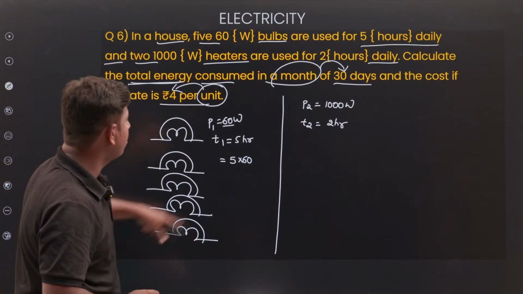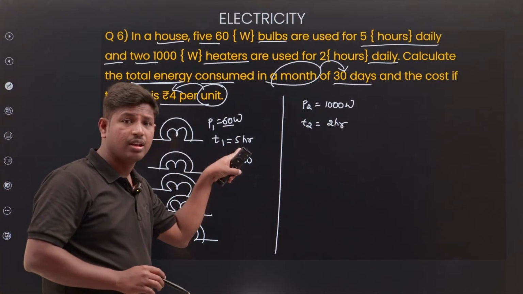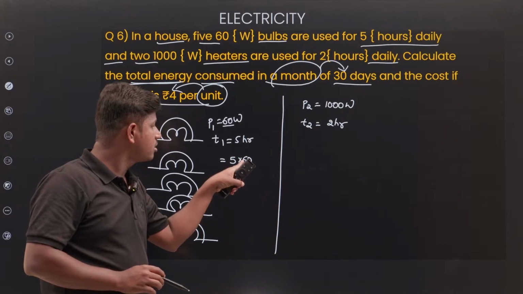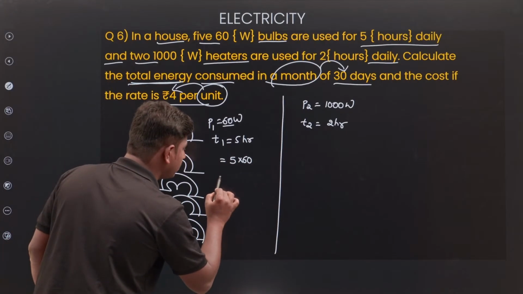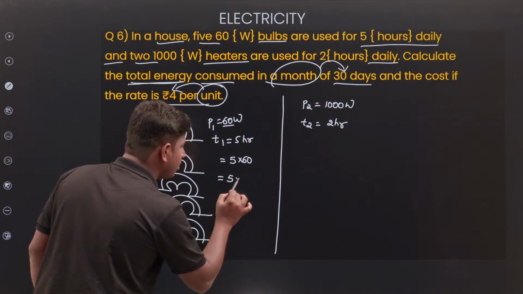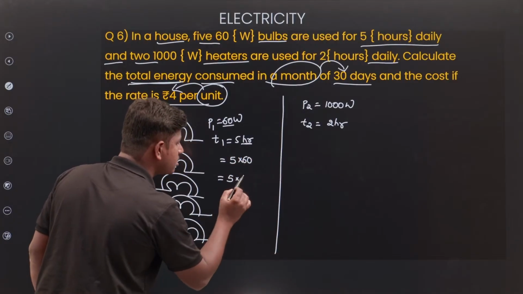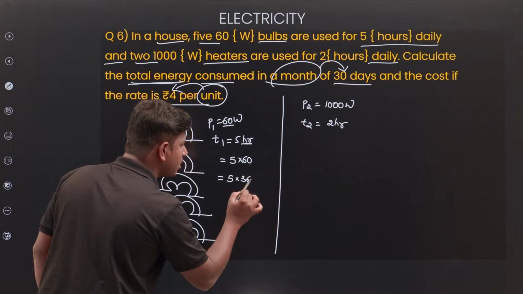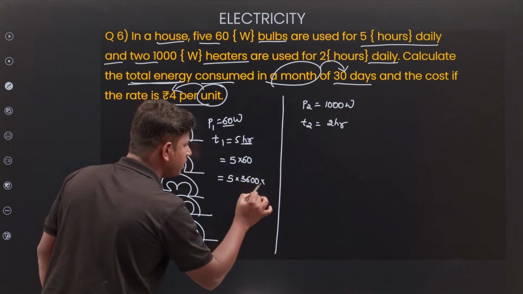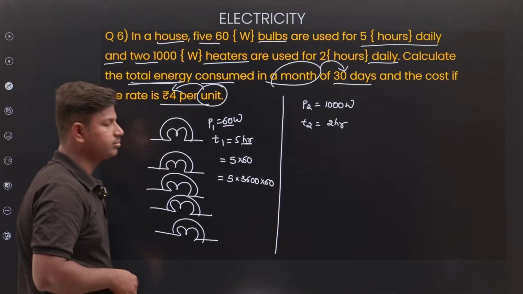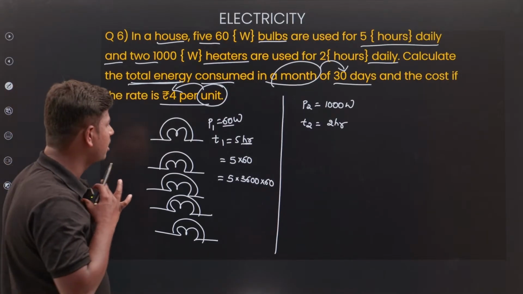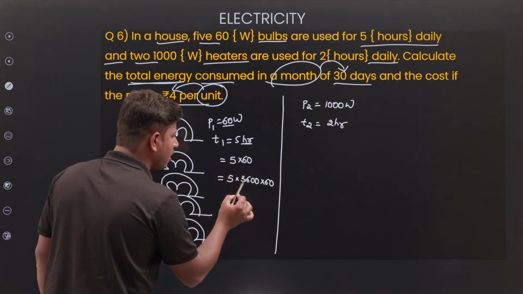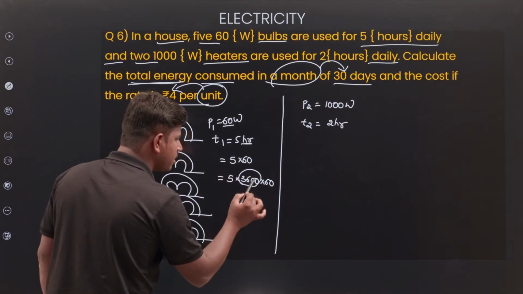Okay, so 5 hours, 60 watts, right? How much? 5 hours, convert into seconds: 5 into 60, into 60, 3600. Okay, converted per hour to 3600 seconds.